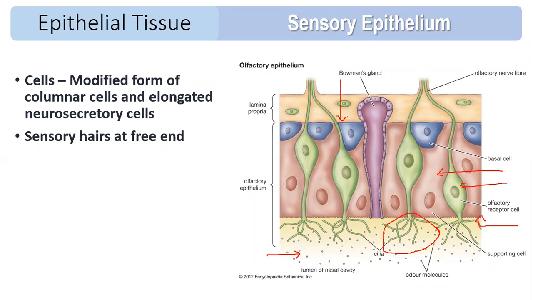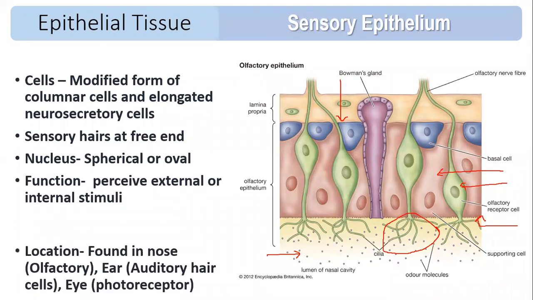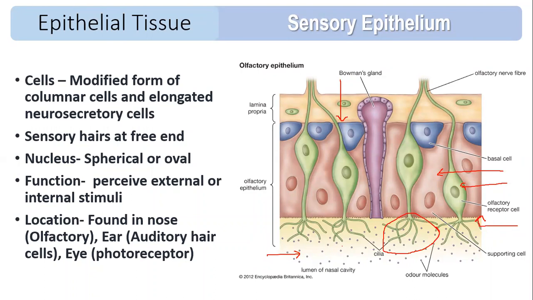Then the nucleus is spherical or oval. Function: perceive the external and internal stimuli. Location: found in the nose, ear, and eye. Because these are referred to as sense organs, that is called as sensory epithelium.